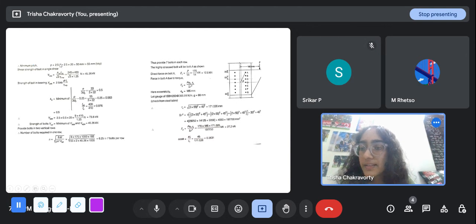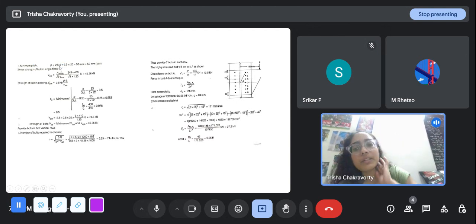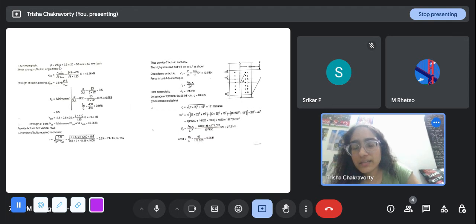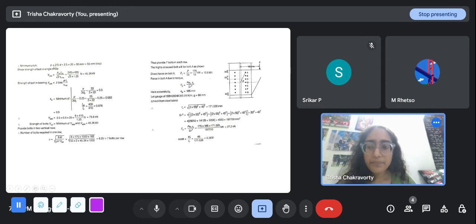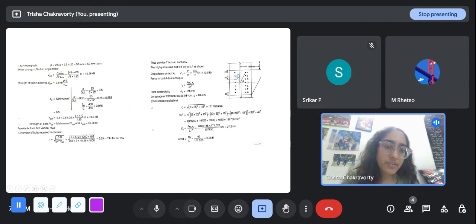Minimum pitch has again been mentioned in the IS code; it has to do with the diameter of the bolt. So 2.5 into d, so 50 is the minimum pitch you have to use. Suppose you are providing 55. So this is the arrangement that you are proposing: 1, 2, 3, 4, 5, 6, 7 bolts on each side, on each line. 55 is the pitch and 33 is the end distance.